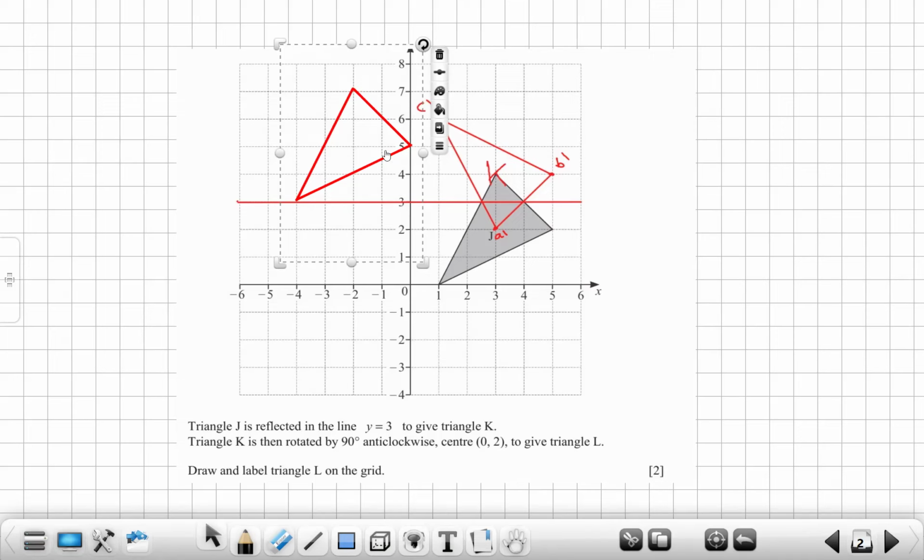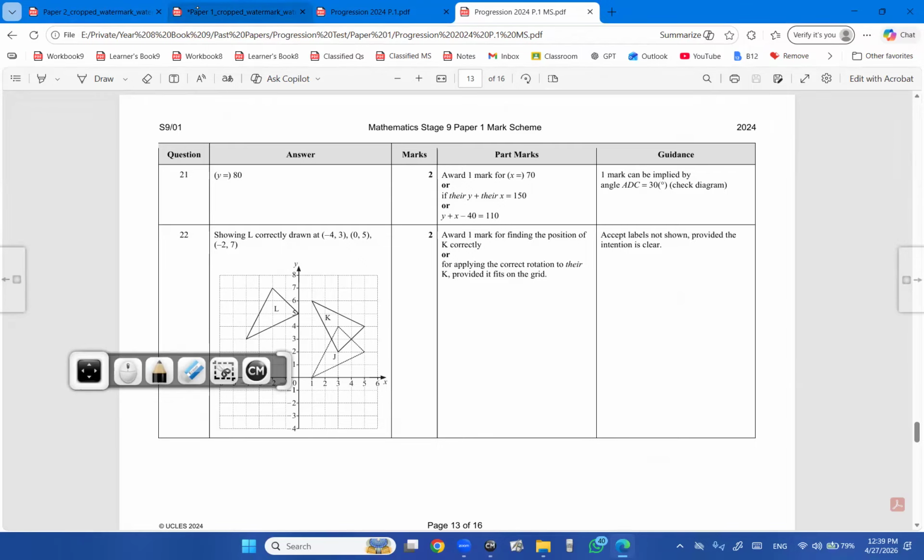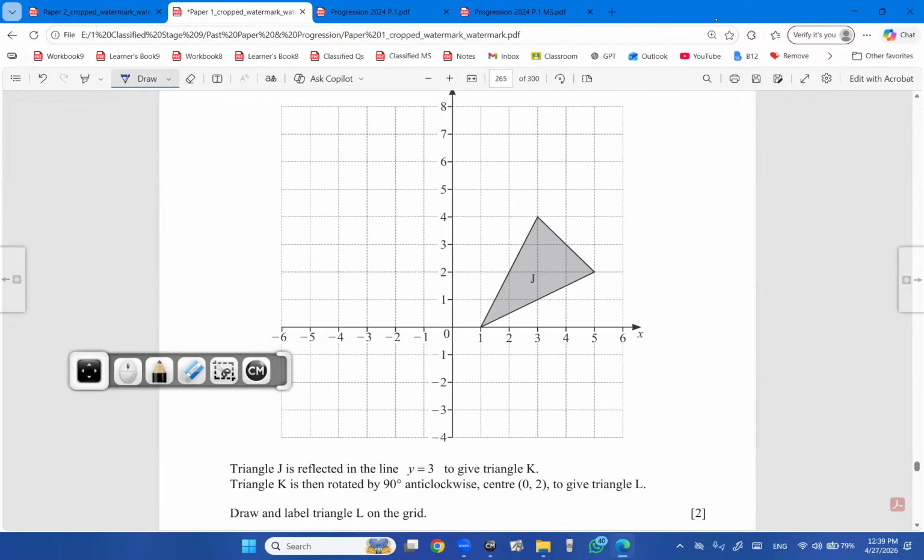And then don't forget to label it L. They said to you, label it L to give triangle L. Here, that's it. Okay? Next question. Just exactly like this one over here. Look at that, because mine might not be that clear.